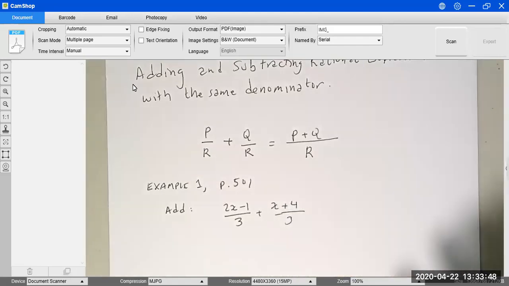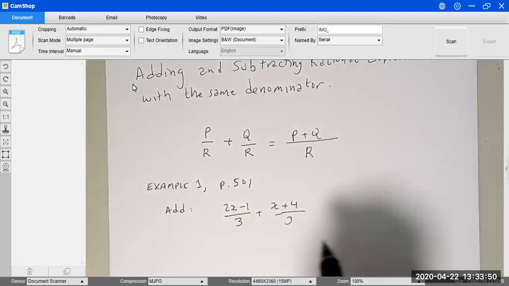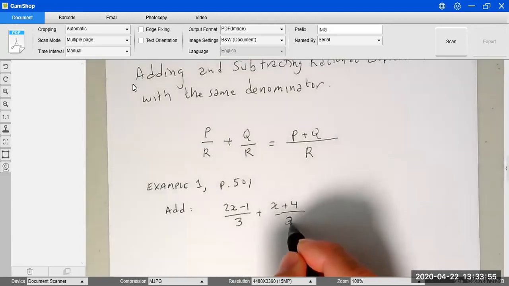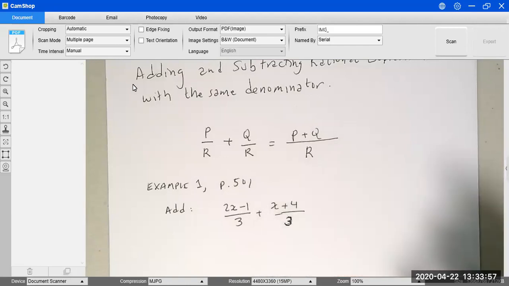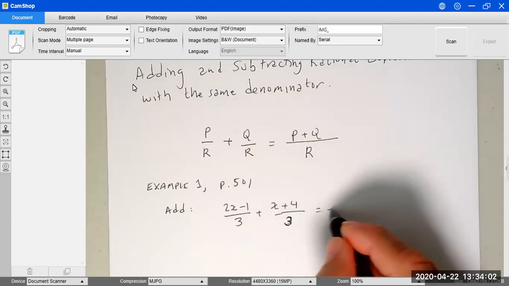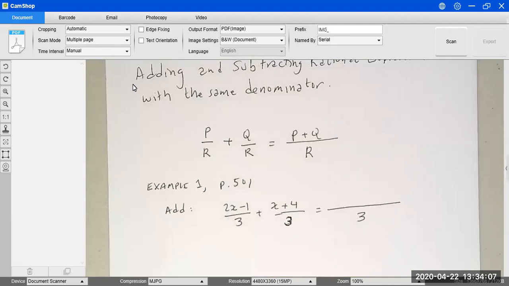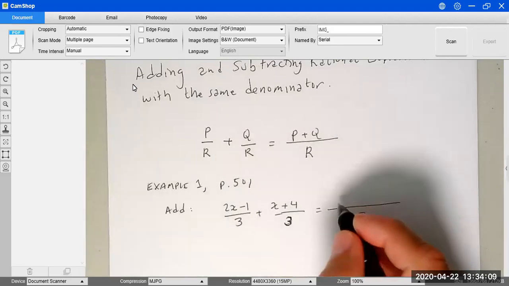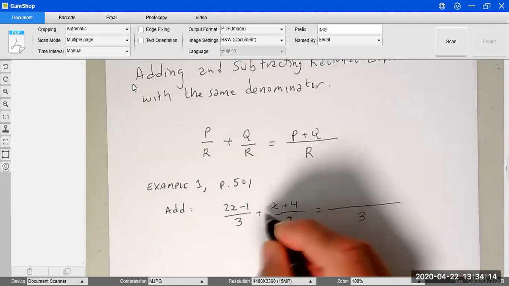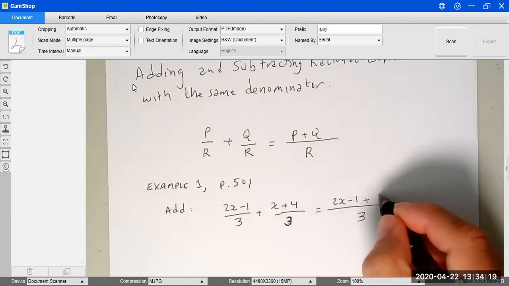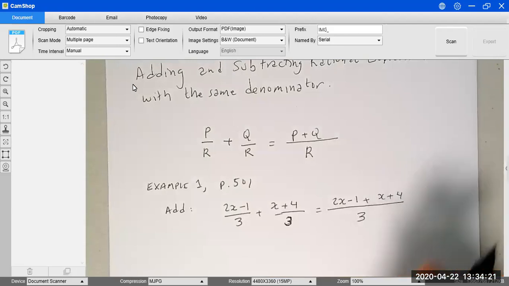So the first thing that I'm going to look for is whether we have a common denominator. In this case, we have the same denominator, which is 3. So it's a common denominator. You're going to write just that denominator here, and you incorporate one single numerator, combining the previous numerators. So you're going to write 2x minus 1 plus x plus 4.